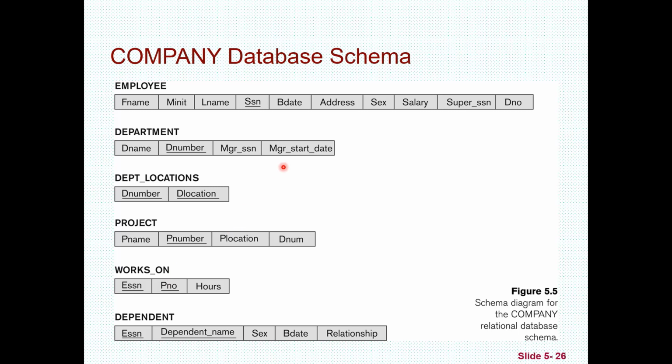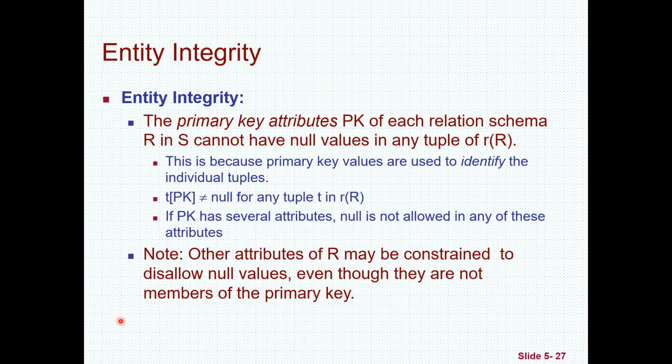We have employee relation schema, department relation schema, department location relation schema, project relation schema, works on relation schema, and dependent relation schema. The second constraint is the entity integrity constraint.